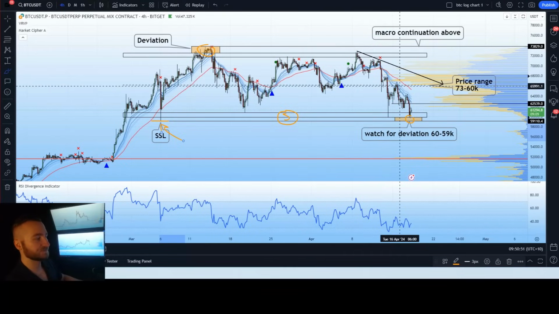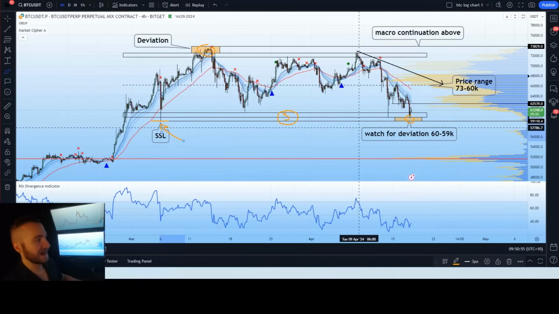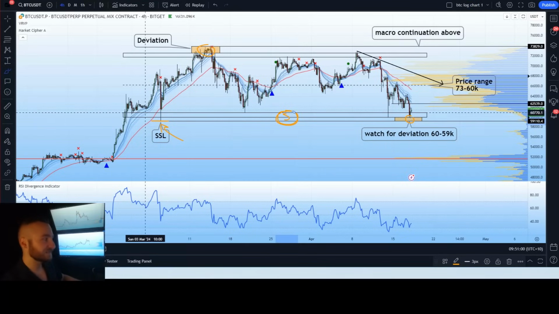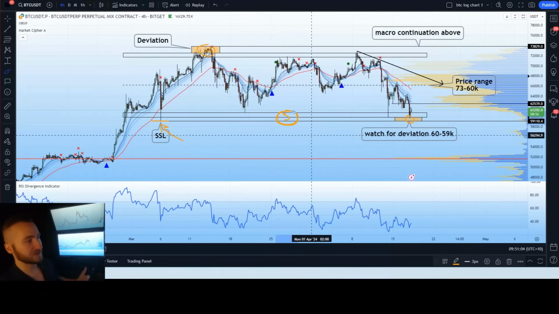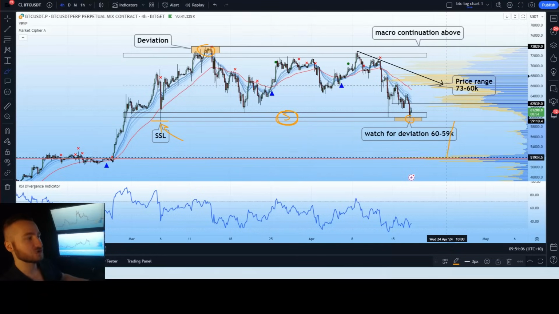So a 4-hour close below that local sell side liquidity, that low range of the current high time frame consolidation, would indicate we have sustained price action underneath our area of support longer than what we have seen in the past 7 weeks, which will give us a higher degree of confidence that we would expect the price action then to continue lower.